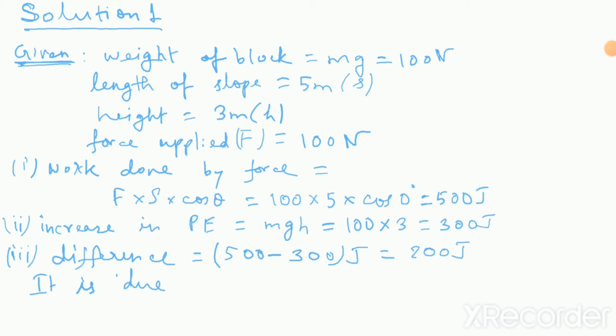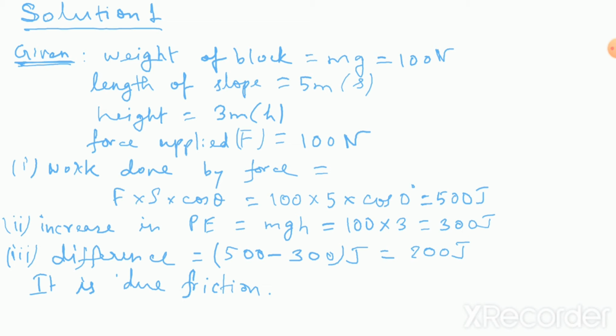So this difference is actually due to the friction on the slope, because a part of the work that is done is taken up in overcoming the friction. So this is the mechanism for the difference. So this is the solution to problem number 1.